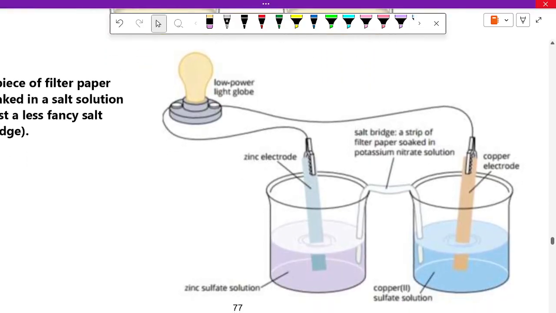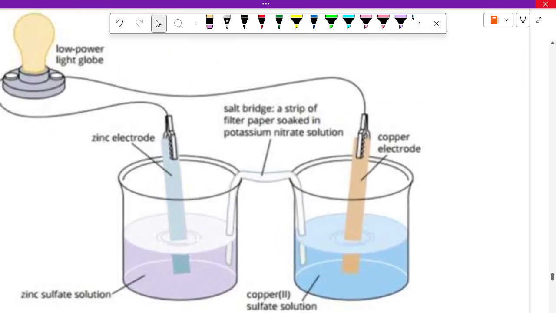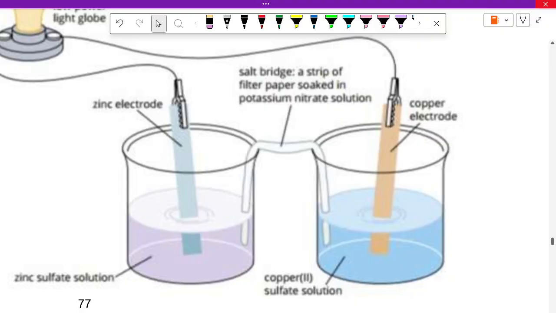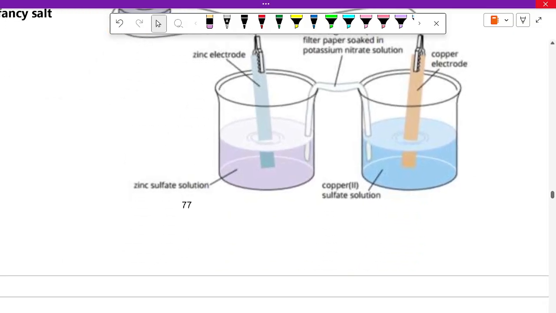Sometimes you're like, I do not have the fancy little U-tube to make a salt bridge. You can actually just use a strip of filter paper that's been soaked in whatever solution you have. You'd probably want it to be fairly thick so that it's not going to dry out over the course of however long you're doing it. But yeah, the ions will move through there just like they would through a regular salt bridge. Okay?